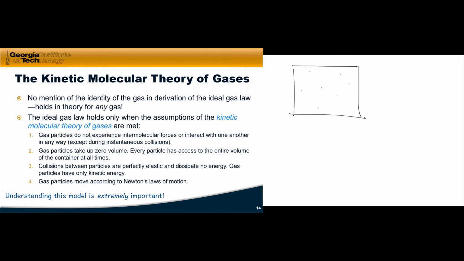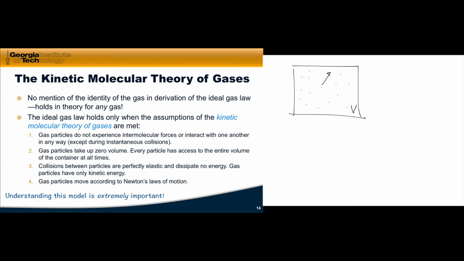The second assumption is that gas particles take up zero volume. Every particle has access to the entire volume of the container at all times. If this were not true, then we could imagine that the volume accessible to the gas particles would depend on the volume of an individual particle, right? And then we're bringing in the identity of that specific gas. So the ideal gas model, the kinetic molecular theory, assumes that gas particles take up zero volume, so that every single molecule has access to the entire volume V of the container.